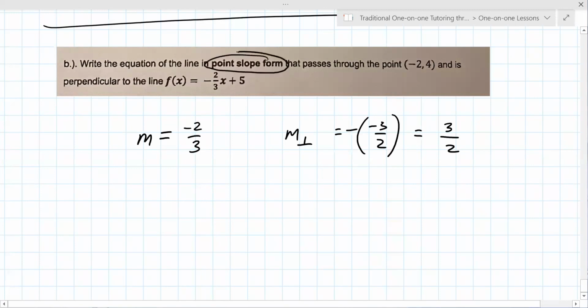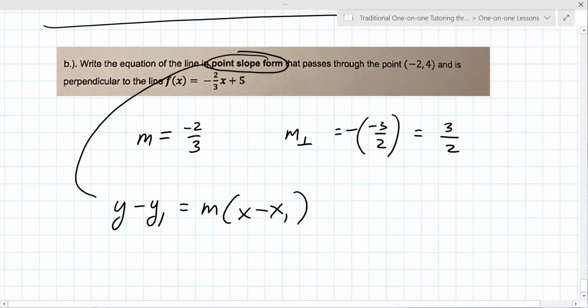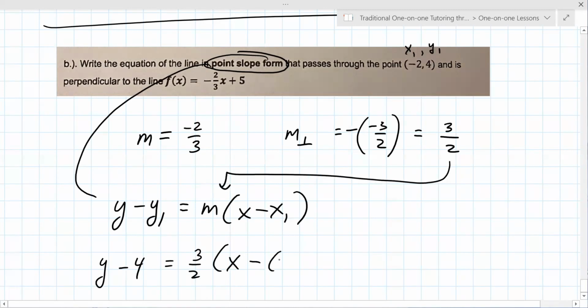So your point slope form is the following. y minus y1 equals slope times x minus x1. You have a point x1 comma y1. So your y1 is 4. Do you see that? Your slope is 3/2. That comes from there. And your x1 is -2.